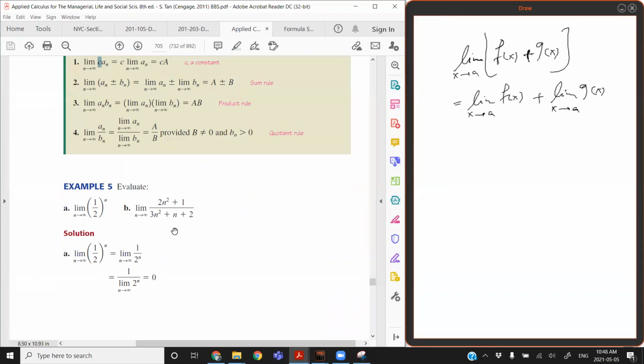Okay, let's take a look at example 5. Any questions about the properties? Okay.